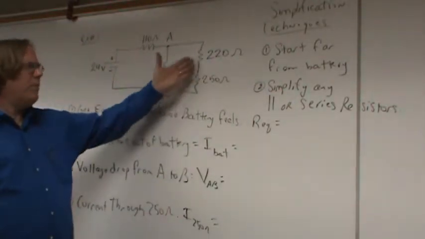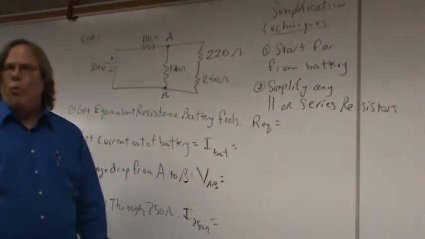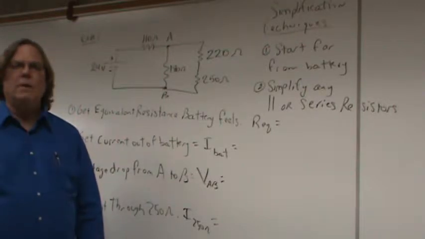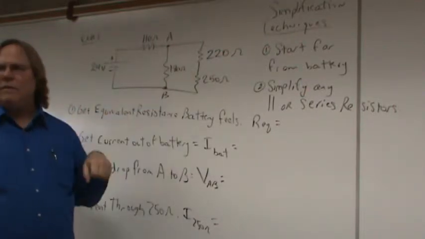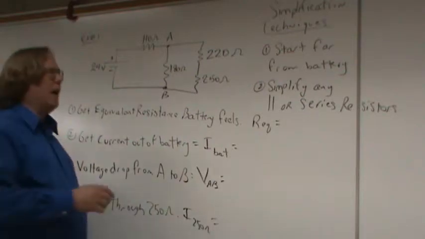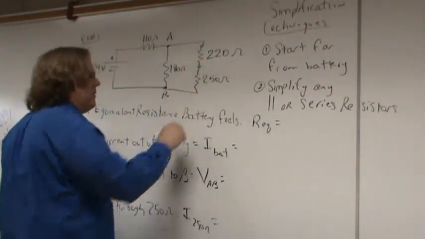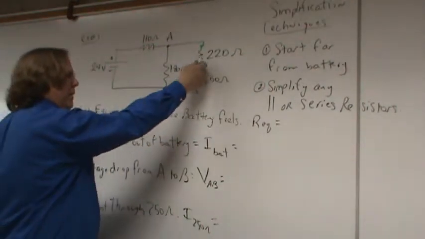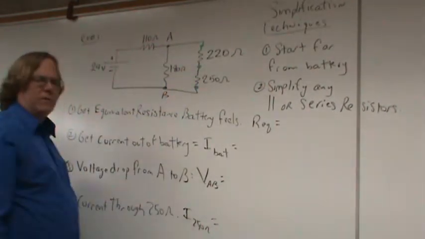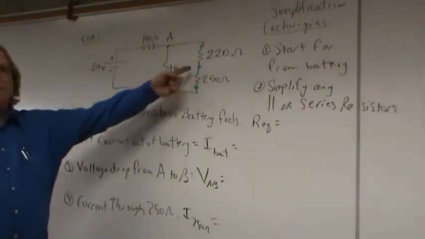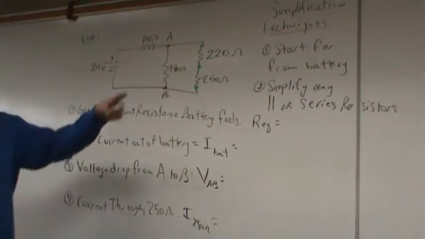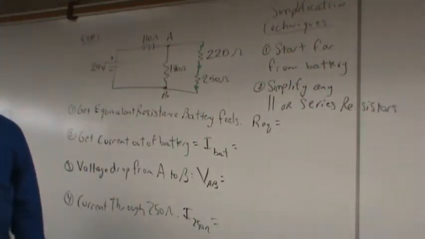What do you notice about the two of them? How are they wired? How many people say they are in series? Hey, good for you guys, because whatever current enters and exits the 220, that very same current enters and exits the 250. And they're holding hands, with one hand. So they're in series.